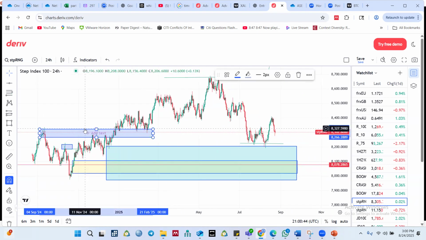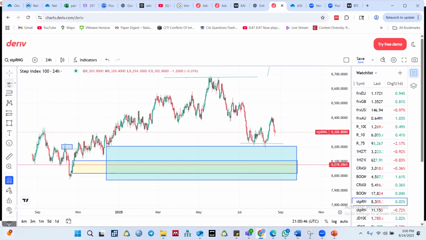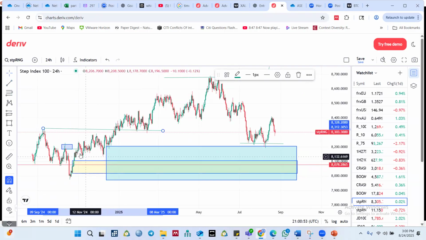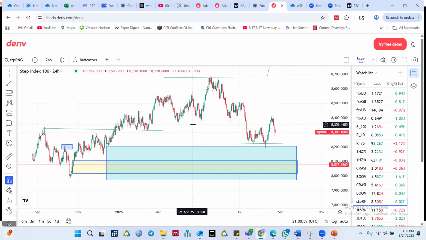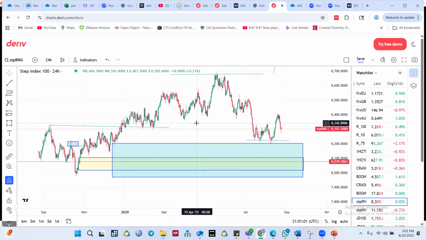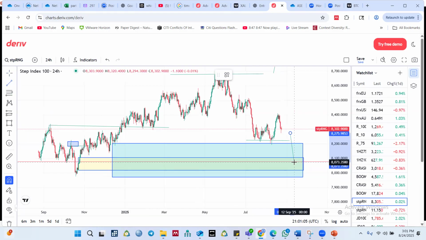Perfect. So now we broke structure to the upside. This is external structure. The first one we were looking at was internal structure. This one is the external high that has been taken out. We just retested and moved up. So now, what we are waiting for is price to drop where? Into this zone.